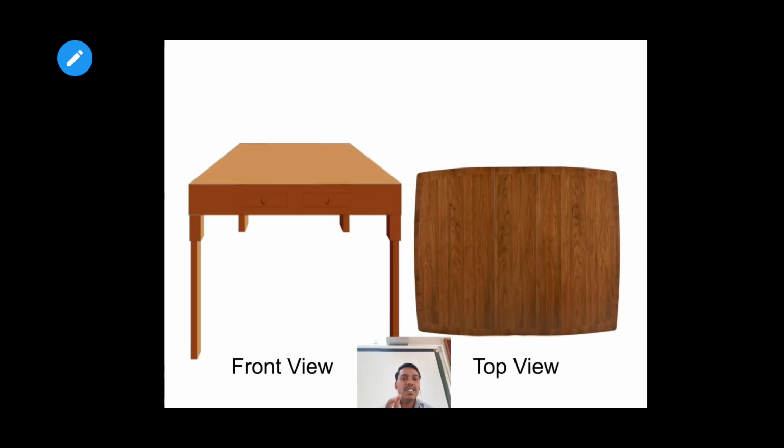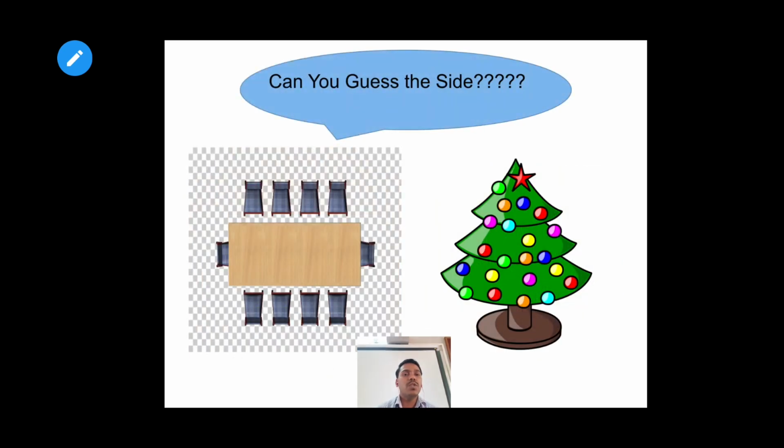Similarly, when we see a table from the front side, we get a front view of the table. When we go closer to the table and see from the top, we get a top view. The object or thing is the same, but we changed our angle, so we got a different view. Let's move to the next slide.